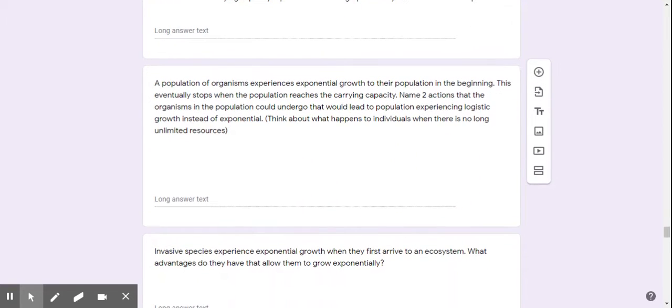Now, a population of organisms experiences exponential growth to their population in the beginning. This eventually stops when the population reaches the carrying capacity. Name two actions that the organisms in the population could undergo that could lead to the population experiencing logistic growth instead of exponential. Think about what happens to the individuals when there's no longer unlimited resources.